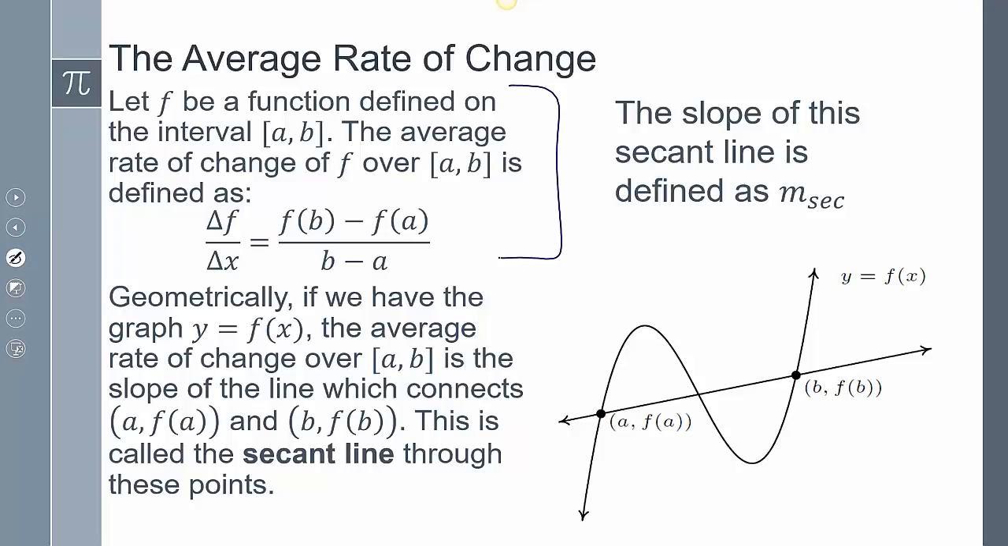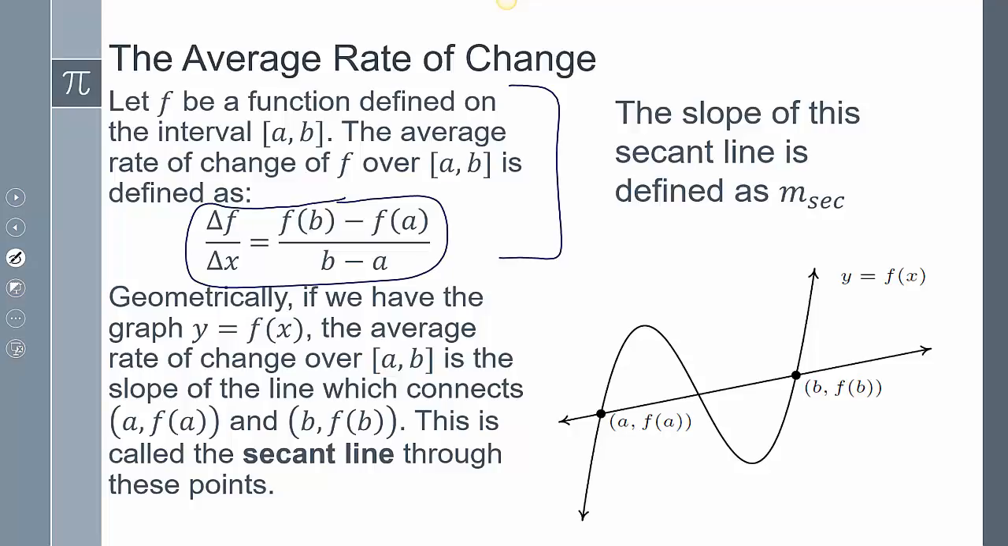The average rate of change of f over that interval AB is defined as the change of f over change of x, equals f of b minus f of a over b minus a. So this equation here is the equation that we're going to use when we're trying to find that average rate of change. Now geometrically, if we have the graph y equals f of x, the average rate of change on that interval is the slope which connects these values.